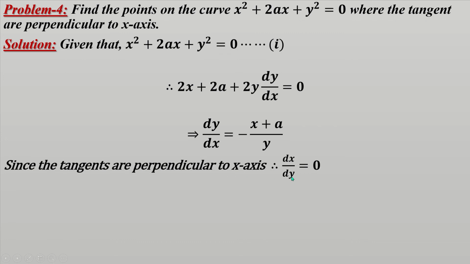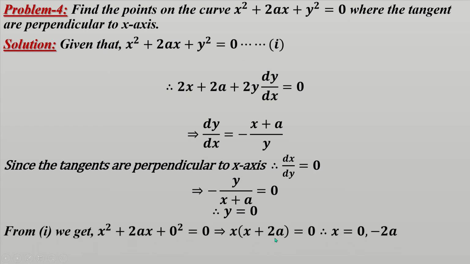Perpendicular to x axis, therefore, derivative of x with respect to y is equal to 0. But as here, derivative of y with respect to x equal to this, so derivative of x with respect to y equal to y divided by x plus a. Okay? Therefore, y is equal to 0. Okay? Now, putting y is equal to 0 in 1, we get x is equal to 0, minus 2a. Therefore, the required points are 0, 0 and minus 2a, 0. This is the required answer.